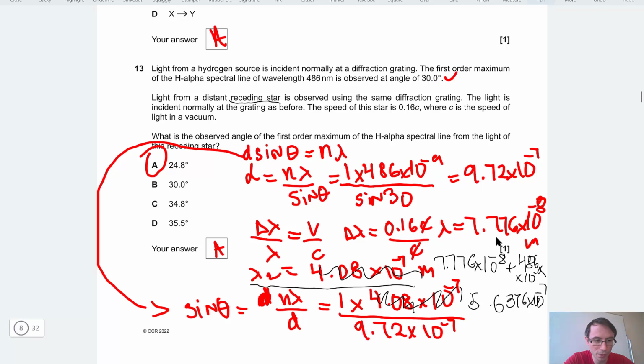Inverse sine of the fraction 5.6376 times 10 to the power of minus 7 divided by 9.72 times 10 to the power of minus 7. Okay, and we are going to get 35.5. Correct answer is D. And that was my only mistake.